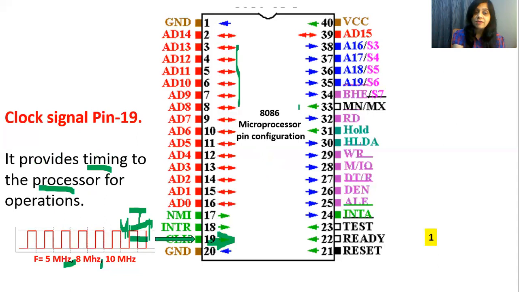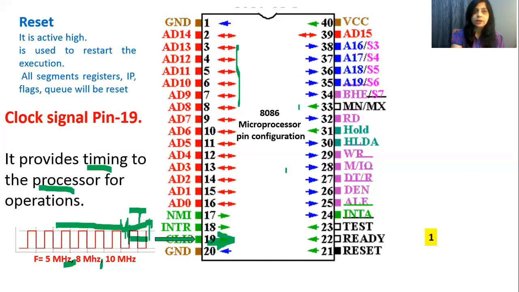Because after every clock cycle, the microprocessor performs some operation, and hence from this frequency, even from this clock signal, we can calculate how much time is required for sending data from the processor to the memory or input output device, or from memory to the microprocessor.